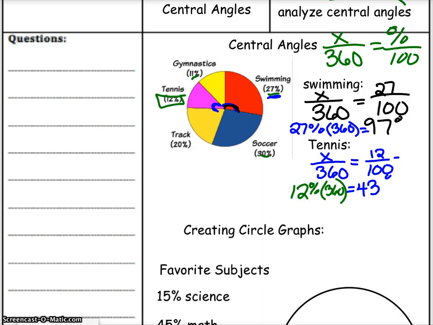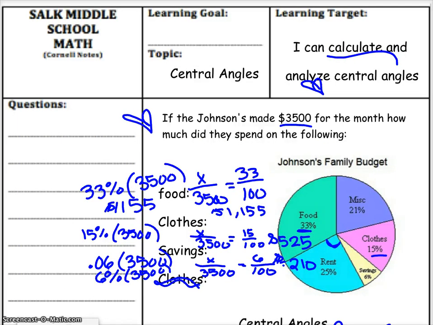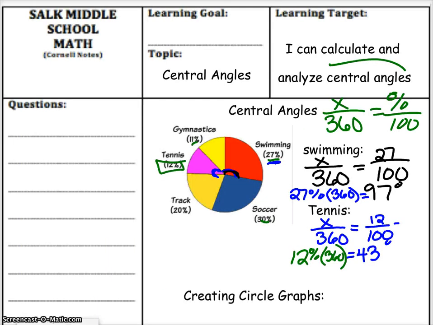So that's analyzing central angles. That's what we did on the front page. We analyzed to determine how much, and then we created the central angles on this page, where we created a proportion to find the central angle.